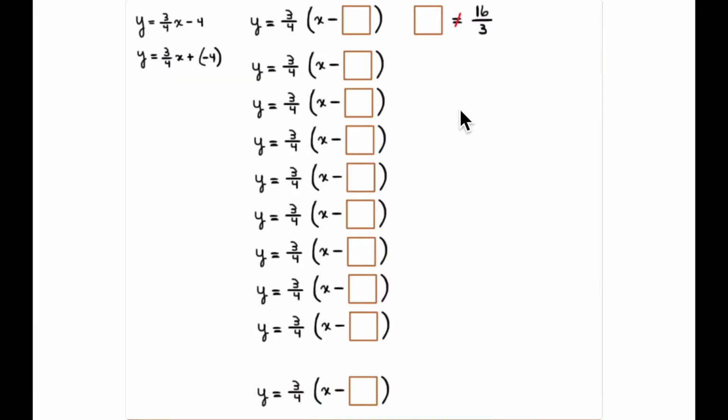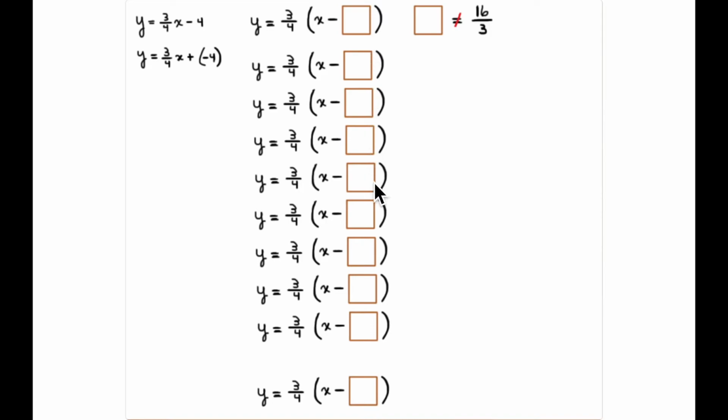All right, so let's play around with this a little bit more. So I use the parentheses and I set this part off. If I use the distributive property now, in every case I'm going to get a slope of 3/4 because it's going to be 3/4 times x. And then we're going to figure out what the y-intercept is. And I wrote this up here just to remind myself I can't use 16/3. So down here I am going to use 16/3 just to show you that equation.